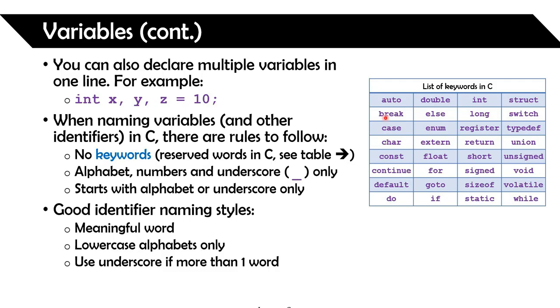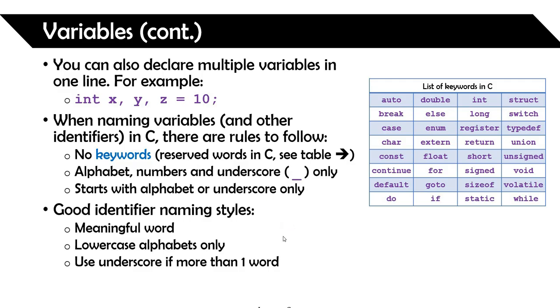Is that clear? You can't use int break, for example. You can't define int break. Break is a special keyword for C, so you can't use it. Just now you started variables x, y, z, or integer1, integer2, sum, right? You can start your variables with alphabets, or you can start only with underscore. They can contain alphabets, numbers, and underscore. You start with alphabets or underscore only.